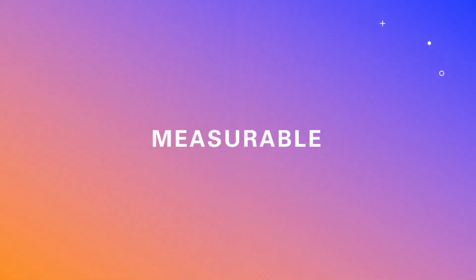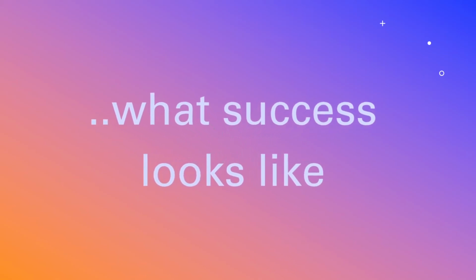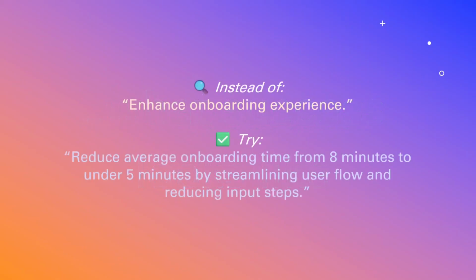Measurable. Measurable objectives define what success looks like. This doesn't always mean numbers. It could be a yes-no test, completion status, or defined criteria. Instead of "enhance onboarding experience," try "reduce average onboarding time from 8 minutes to under 5 minutes by streamlining user flow and reducing input steps." Now you have a clear outcome to assess.